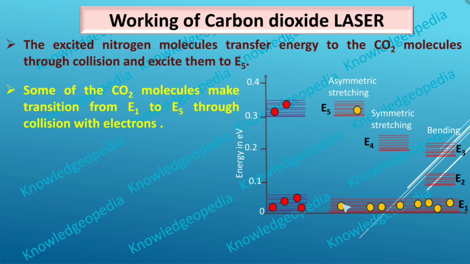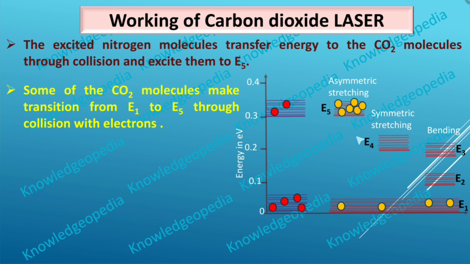So the carbon dioxide molecules which are at E1 can move to E5 in two ways. The first way is when they collide with the excited nitrogen, they will receive the energy from them and they will move to the higher energy state E5. And the second way is these carbon dioxide molecules will collide with the highly energetic electrons and they will take energy from that and they will move to E5. So as a result, we are getting carbon dioxide molecules at the energy state E5, right?